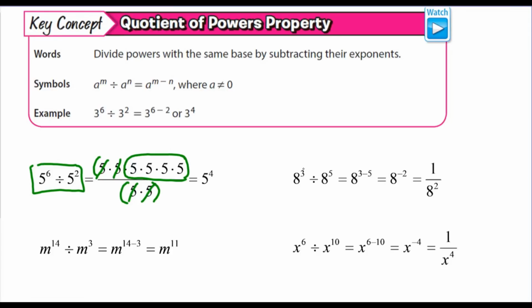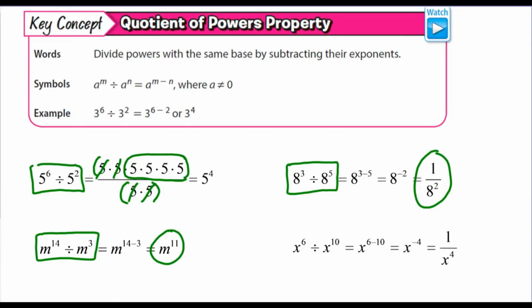Another example that I have here, 8 to the 3rd power divided by 8 to the 5th power. That's 8 to the 3 minus 5 power, or 8 to the negative 2nd power, which is 1 over 8 squared, if we wanted to write that with a positive exponent. Next one, m to the 14th power divided by m to the 3rd power is just going to be m to the 14 minus 3 power, or m to the 11th power.